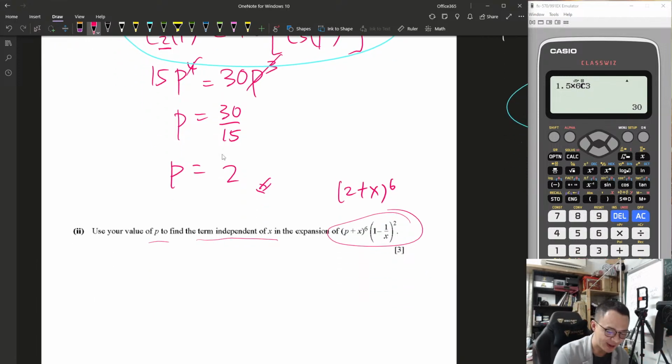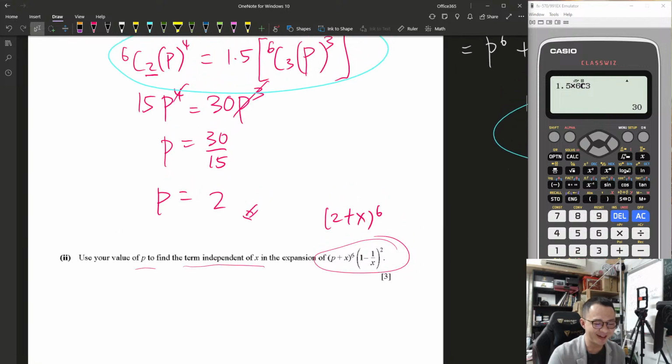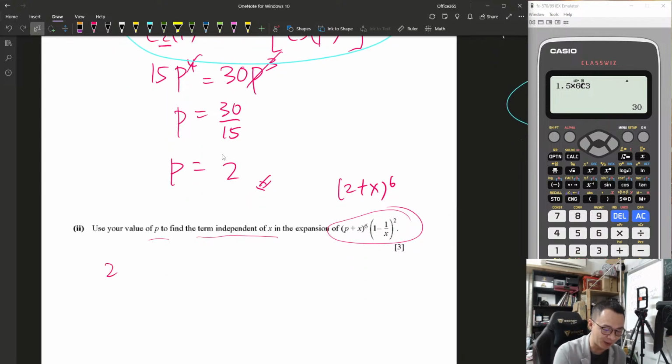Okay, so therefore for this one, p plus x power of 6, I will just expand the first few terms maybe. Okay, the first one is 2 power of 6 plus the second term, 6c1, 2 power 5, and then x power 1. And next one will be 6c2, 2 power 4, because it's 6 minus 2, this is how I get 4, and then x power 2.